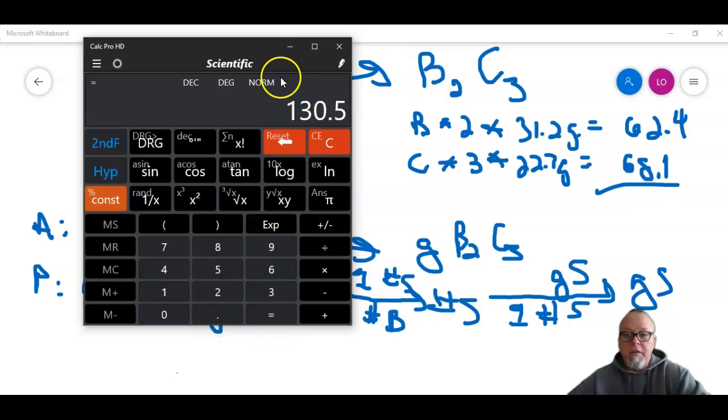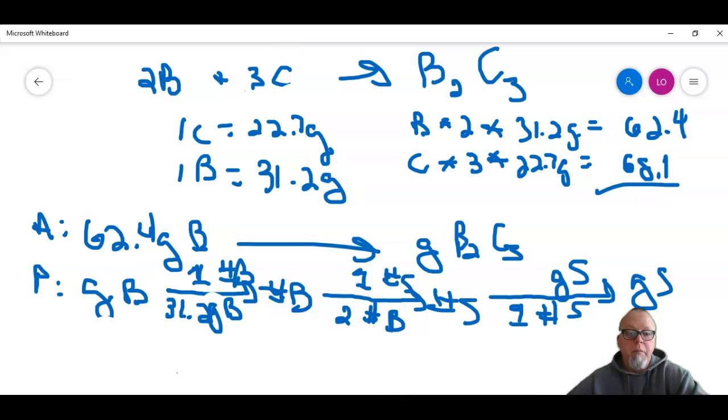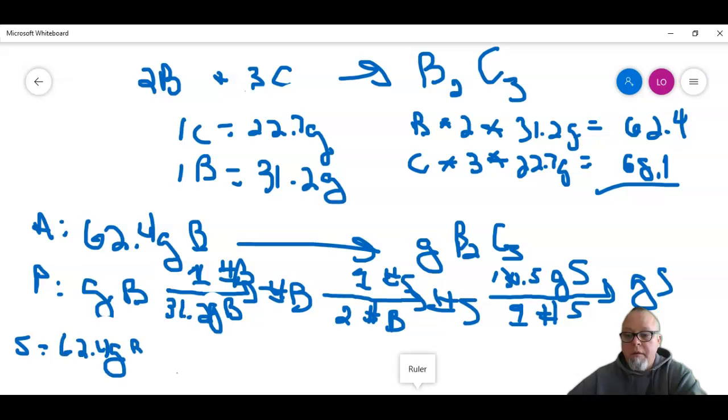And our sandwich has a molar mass of 130.5. So we have, for every sandwich, we have 130.5 grams. So now we solve this. So we solve this by doing 62.4 grams of bread. We multiply that by our equality, which is one piece of bread over 31.2 grams of bread.